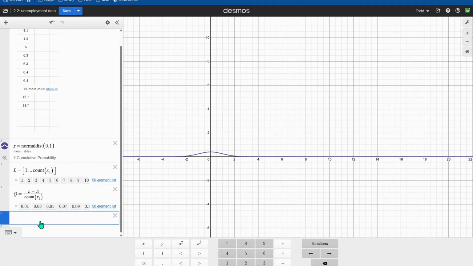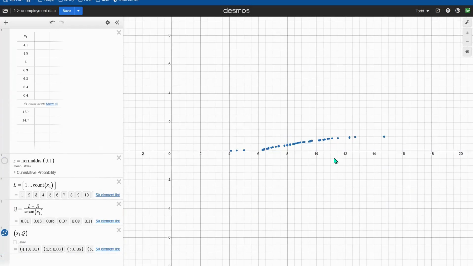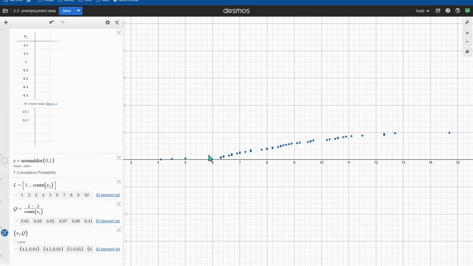Lastly, I'm going to do a graph. And that graph is going to be of all the numbers in X1 matched up with all the numbers in Q. Okay, let's get rid of that normal probability plot, and I'm going to erase that. And you can see, let's see if I can zoom in on that, the numbers here line up pretty well.